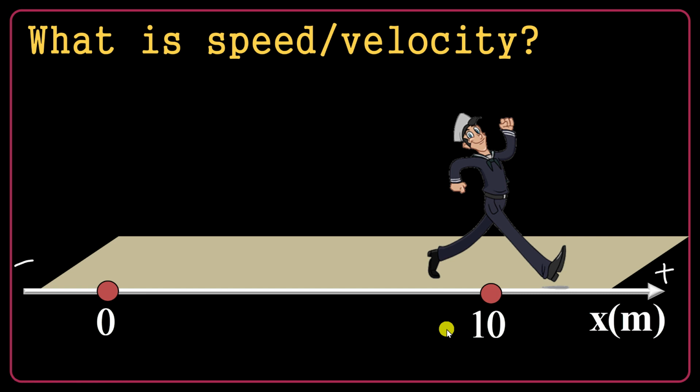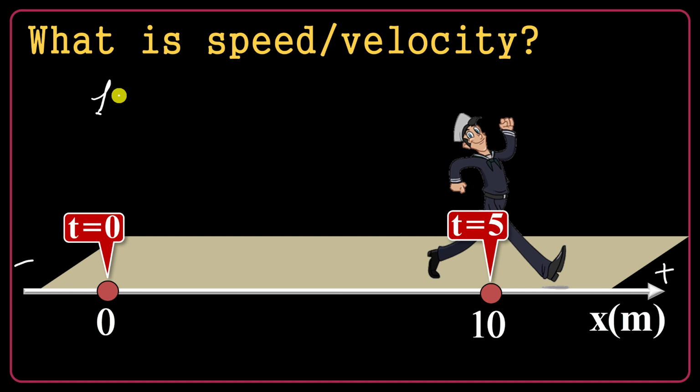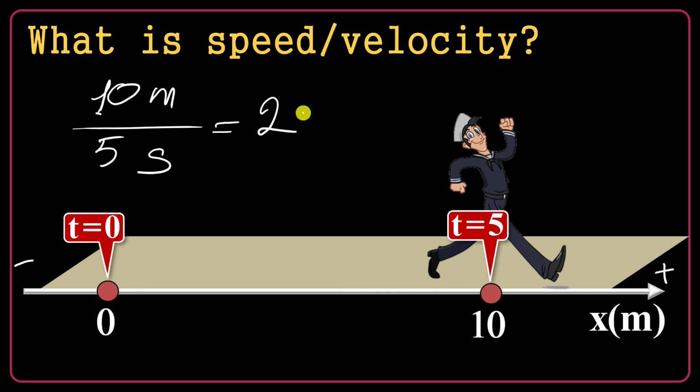I need some stopwatch or something to measure the time of this journey. Suppose that I measured that and it's 5 seconds only. I see he has traveled 10 meters in 5 seconds. If I divide them, I see that 10 over 5 is 2. That means the man traveled 2 meters in 1 second.